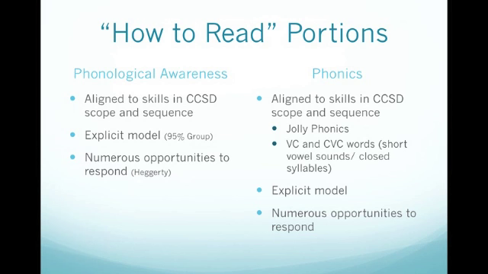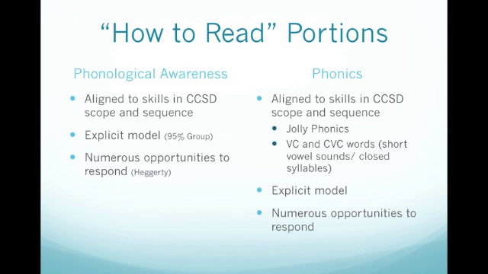You need to make sure you're providing explicit modeling, and so you might use a resource like 95% Group, especially using that I do model. And then you want to make sure you're providing kids with numerous opportunities to respond, and so a resource like Heggerty is really useful for something like that. The other piece that you want to make sure that you're including when you're teaching kids how to read would be the phonics piece. Again, you want to use the CCSD scope and sequence.